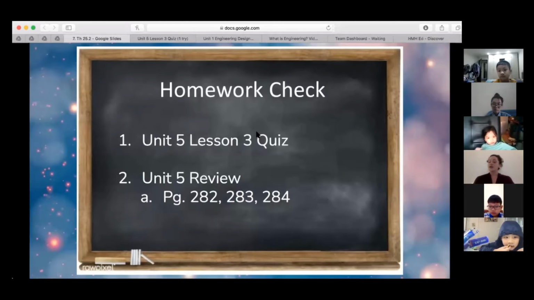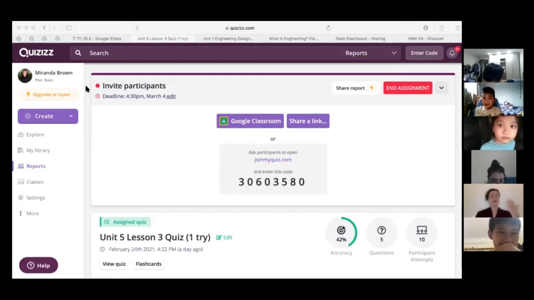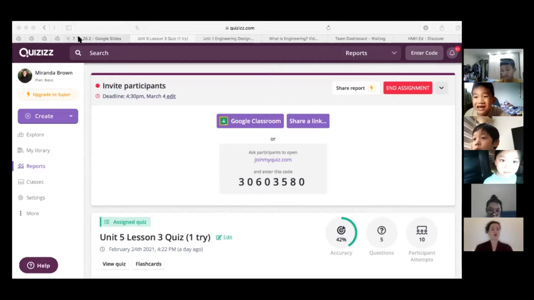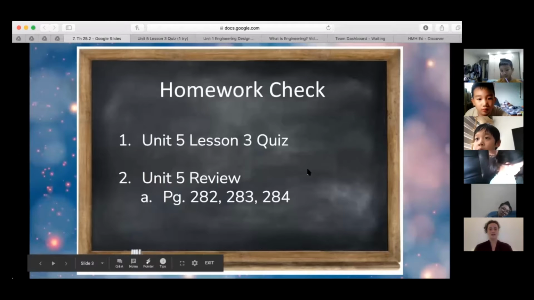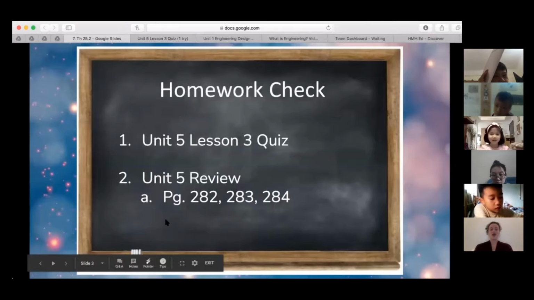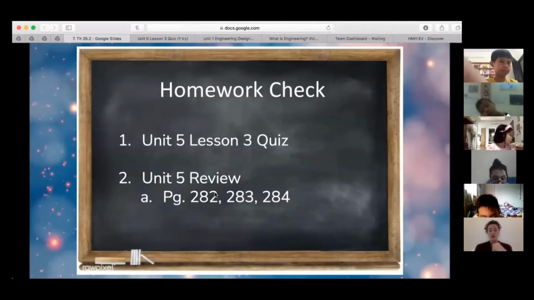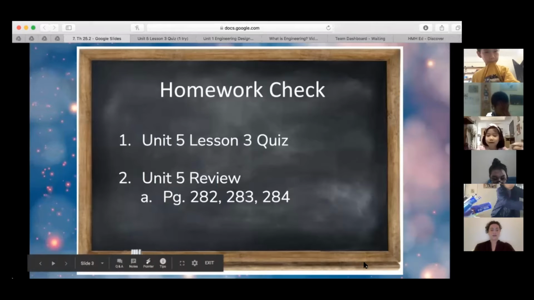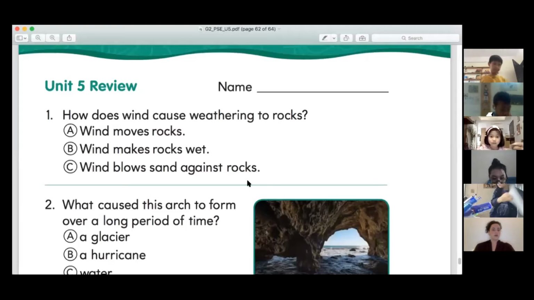First, your homework, Unit 5, Lesson 3 quiz. So we can't go over this, but we can still go over your other homework, which was the Unit 5 review. So the other homework, everyone please open up to page 282 in your book. Or if you did it in your notebook, please have out your notebook. Number one. How does wind cause weathering to rocks?